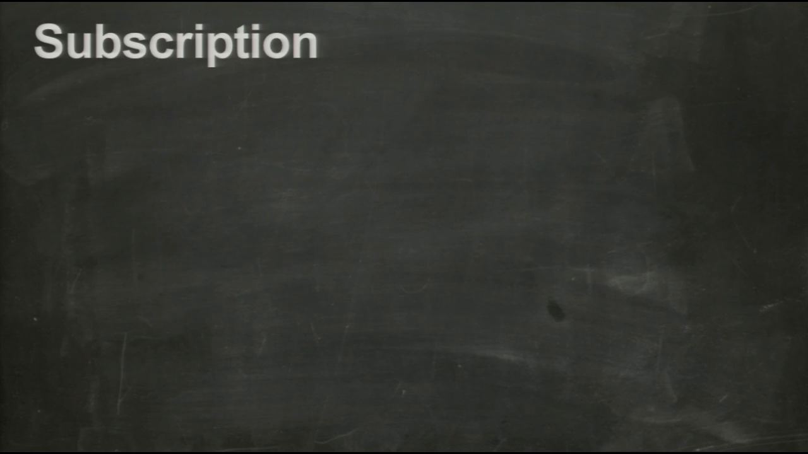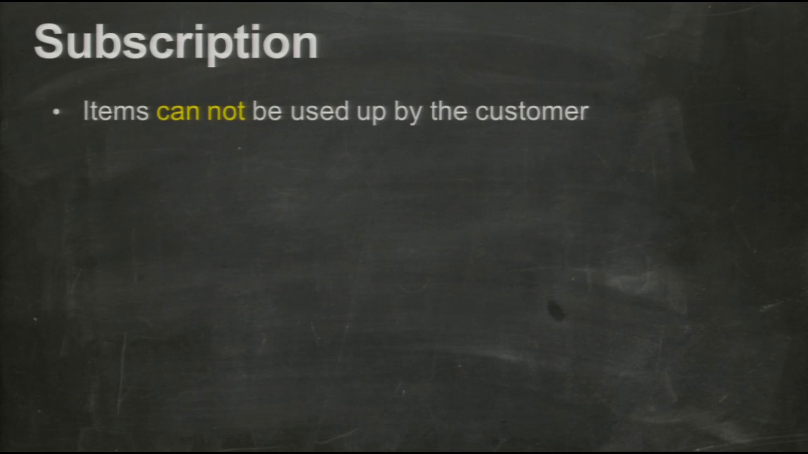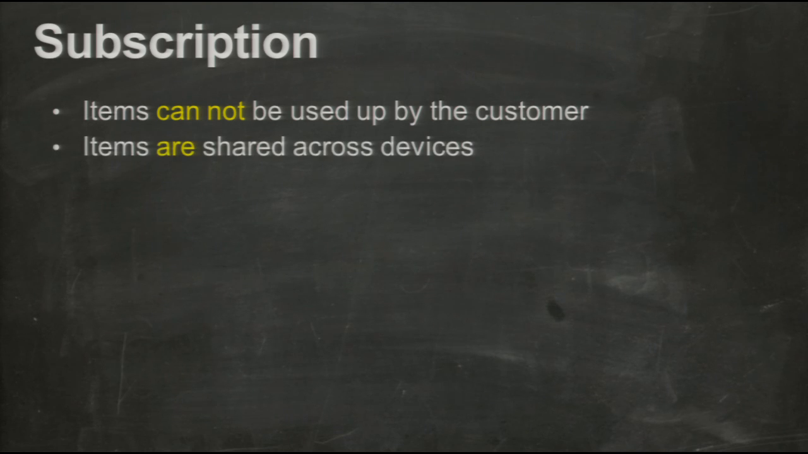And finally, we'll talk about subscription content. Subscription content, again, can't be used up. There's not a notion of quantity. There's a notion of temporal relevance. So for today, am I subscribed to Wired Magazine? It's very binary. It's yes or no. Yes, I am subscribed. These items are shared across devices. So if I have 2 Kindle Fires and I subscribe to Wired on one, I would expect to be able to read Wired on the other.